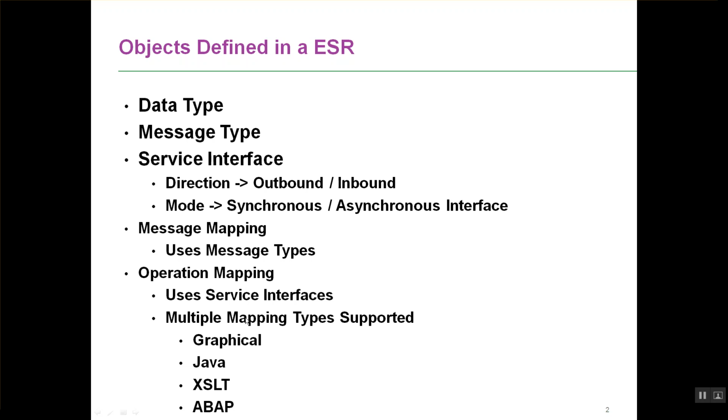There are multiple mapping types that PI supports. Graphical mapping, where you would use a drag and drop technique to do the mapping. You can write your mapping in Java, so if you're a Java expert, you can write a mapping in Java. If you're an XSLT or XML transformation expert, you can write an XSLT mapping. If you're an ABAPer, you can also write ABAP mappings. The underlying fact being that multiple mapping types are supported, and in this first exercise that we are going to do, we are going to do a graphical mapping, or a message mapping.